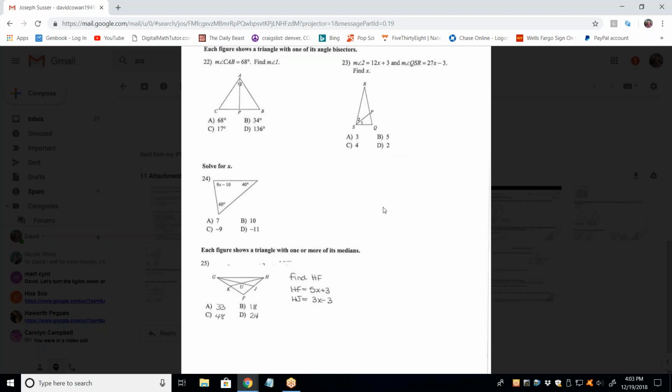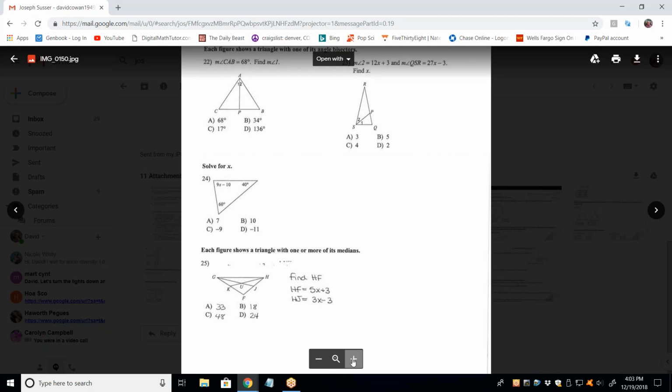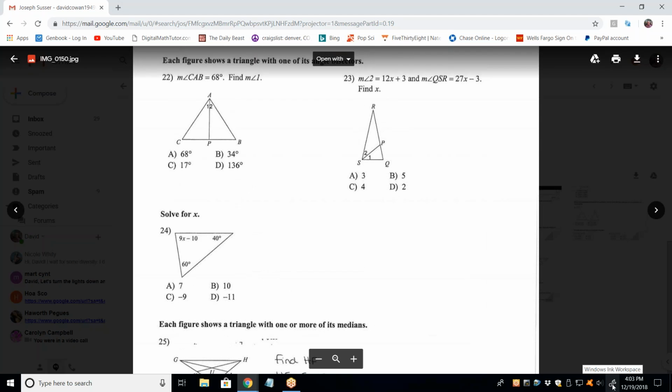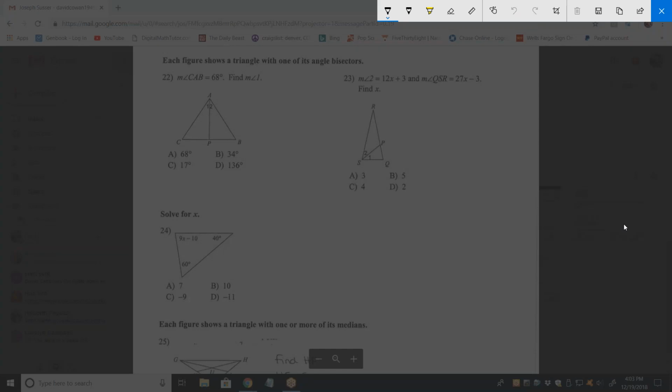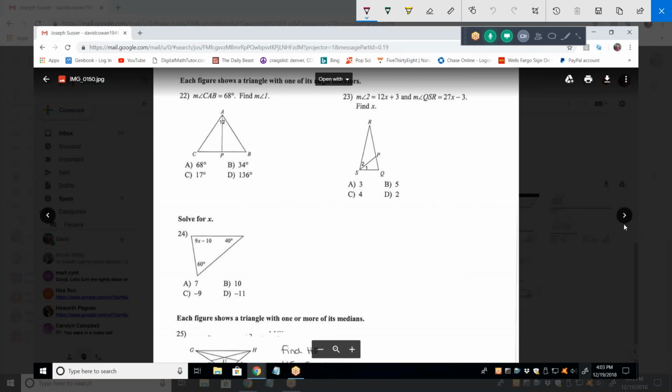How about number 23? Let me blow this up just a little bit so I can draw on it. I can label some of these angles. Angle 2 is that one, 12x plus 3. And angle QSR, in other words, angles 1 and 2, and that's angle 2 only. So how do you solve for x? 12x plus 3 plus 12x plus 3 equals 27x minus 3. Be careful. QSR is this angle right here.